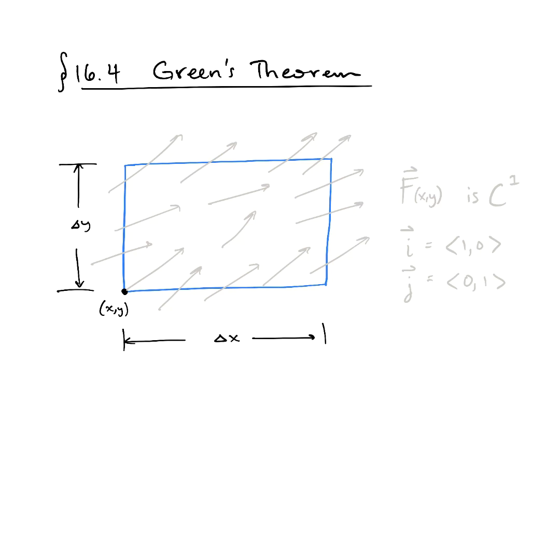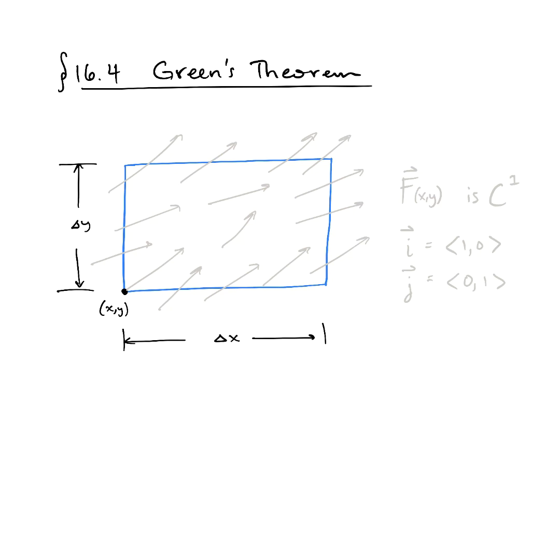Okay, here's the first physical thing that we're interested in. Loosely, we're interested in how much water is leaving this rectangle? And you can see some of the gray arrows appear to be pointing into the rectangle, and some of the gray arrows appear to be genuinely exiting the rectangle. And we want sort of the net effect.